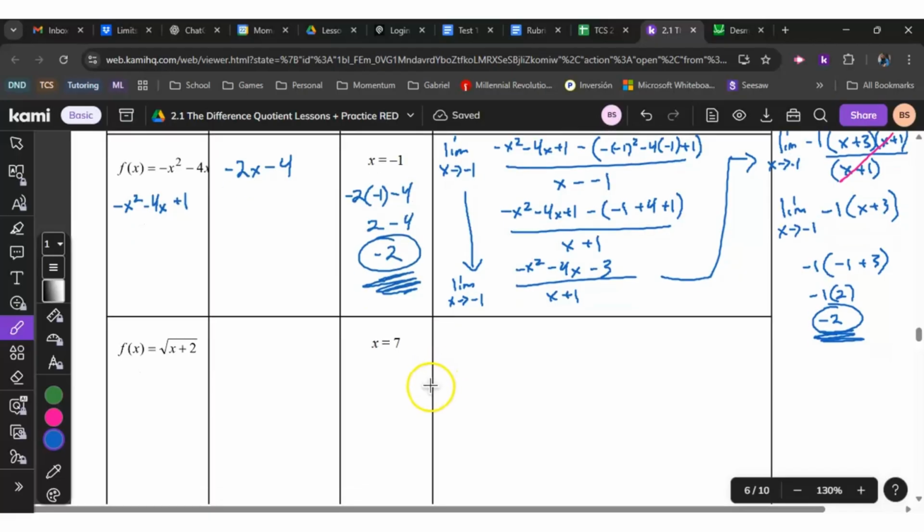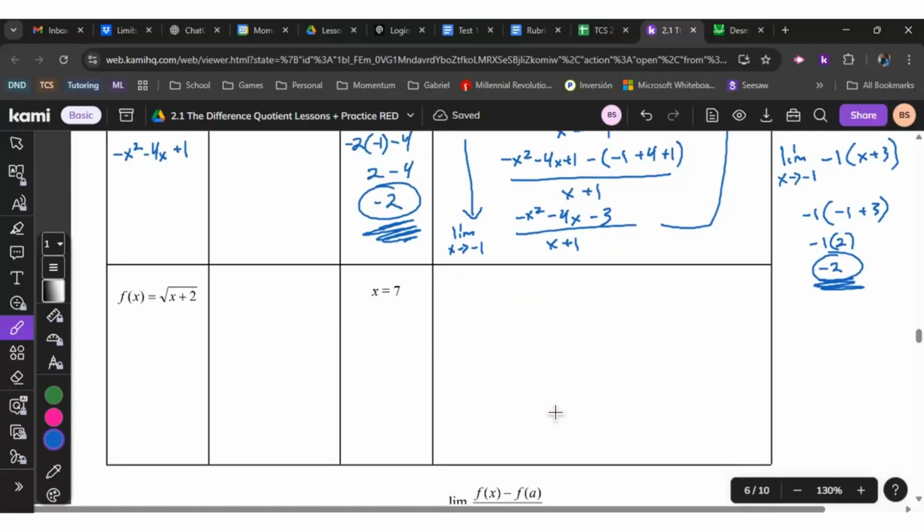Can we try the next one? All right. We're just copying down what we already had before. This one was 1 over 2 times the root of x plus 2. When I plugged in 7, I believe we just got 1 over 6. Good. Now we're going to take the limit as x approaches 7 of f of x, so the square root of x plus 2, minus f of a, so minus the square root of 7 plus 2, all over x minus 7.